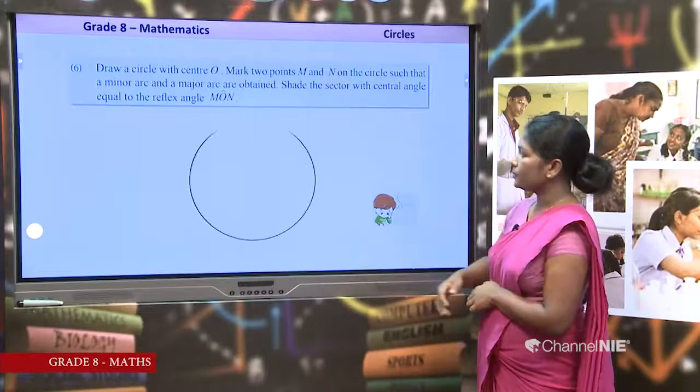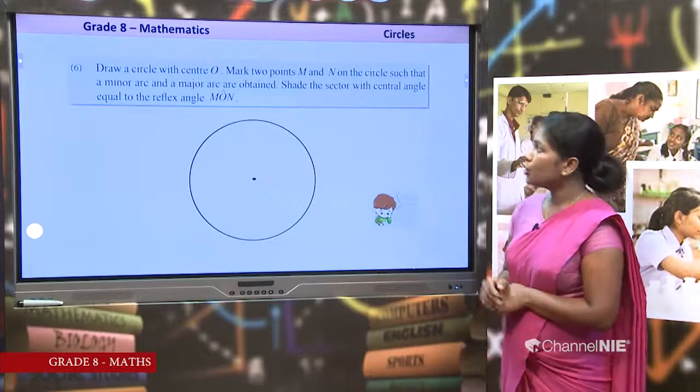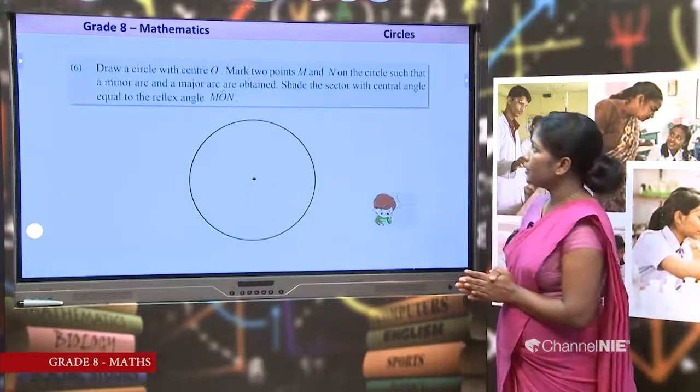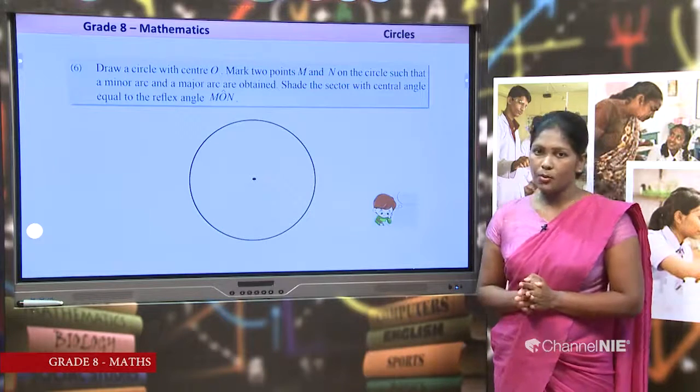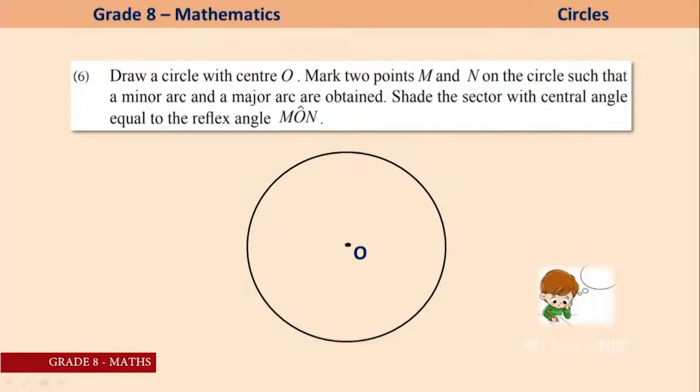Okay, hurry up. You can draw a circle now using compass. Draw a circle with center O. Mark 2 points M and N on the circle such that a minor arc and a major arc are obtained. Look at that. The center is O, then M and N here. Then shade the sector with central angle. Join OM and ON. Then you can obtain two sectors. Then shade the sector with central angle equal to reflex angle.